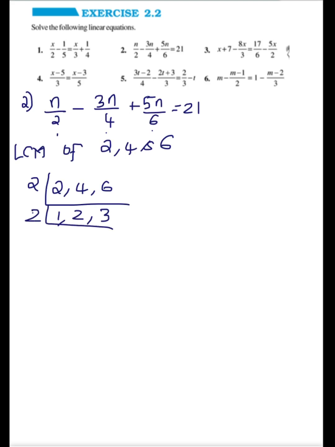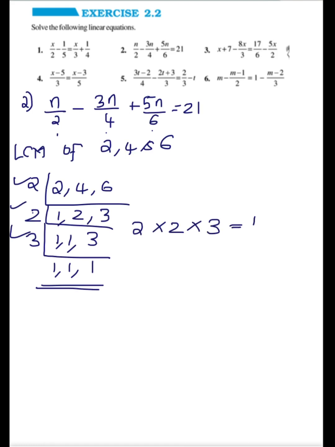Now let's take 2 again. Here already 1, so let's write 1 itself. 2 divided by 2 is 1, so let's write 1. 3 divided by 2, you cannot do it, so simply write 3 as it is. Now 3, 1, 1. In this way you are taking the LCM. So you got 2, 2, 3, that means 2 into 2 into 3, which is equal to 12. So 12 will be the LCM of 2, 4 and 6. This is how you take the LCM of 3 numbers. Here I am not explaining how to take the LCM, I hope you will be thorough with this.